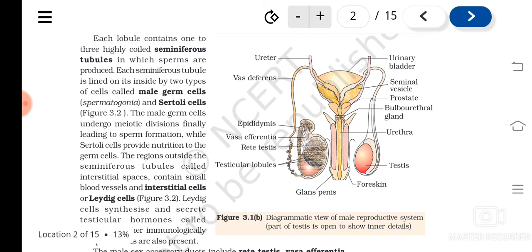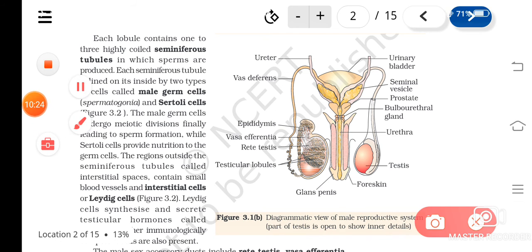Understood? And there are many seminiferous tubules in a testicular lobule, and in between the seminiferous tubules there are certain spaces known as interstitial spaces, which contain blood vessels and interstitial cells or Leydig cells. So where are Leydig cells found? They are found in between the seminiferous tubules. And Sertoli cells are found inside the seminiferous tubules. We are very clear with the position and functions of these cells.